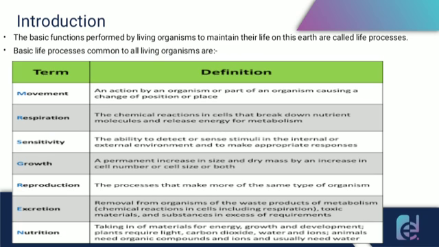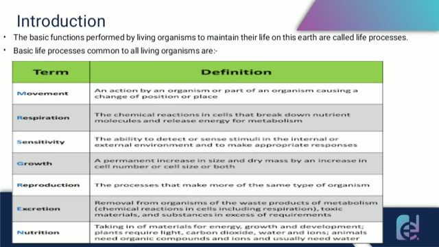The next life process is sensitivity. It is the ability to detect and sense stimuli in the environment and accordingly make responses. The fourth life process is growth. Growth is a permanent increase in size, or we can say the cell number or cell size, or both. Then the next process is reproduction. Reproduction is the process of making more of the same type of organisms, or giving birth to offspring.